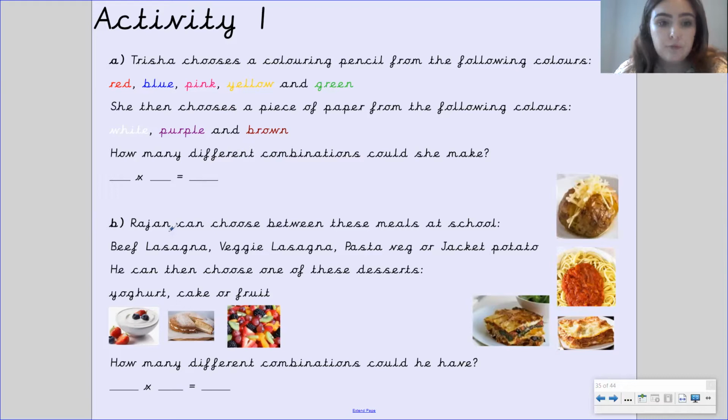B, Rajan can choose between these meals at school: beef lasagna, veggie lasagna, pasta veg, or a jacket potato. He can then choose one of these desserts: yogurt, cake, or fruit. How many different combinations could he have? Remember, you need to look at how many is within the first group and times it by how many was within the second group.